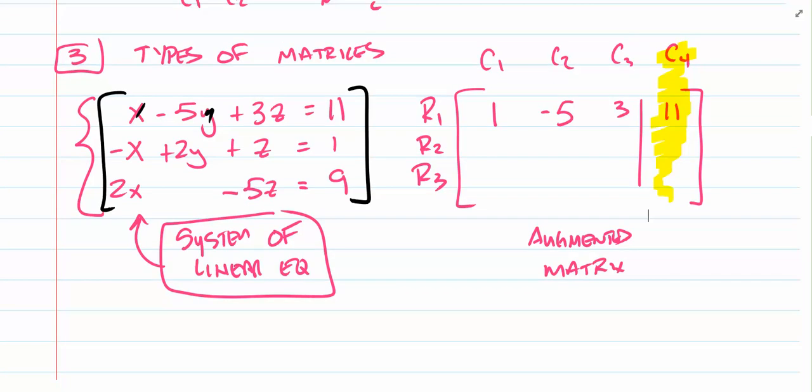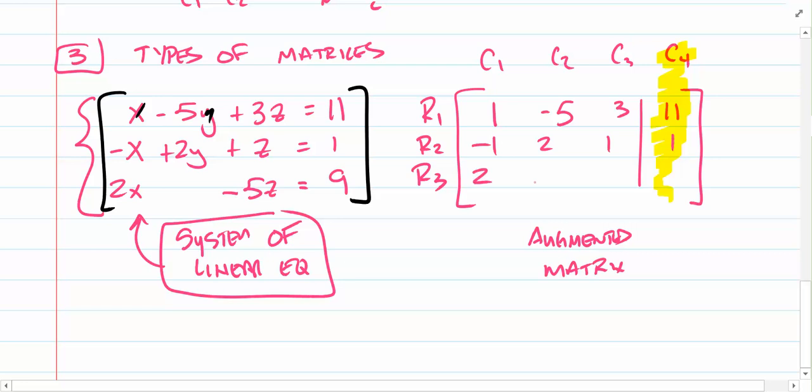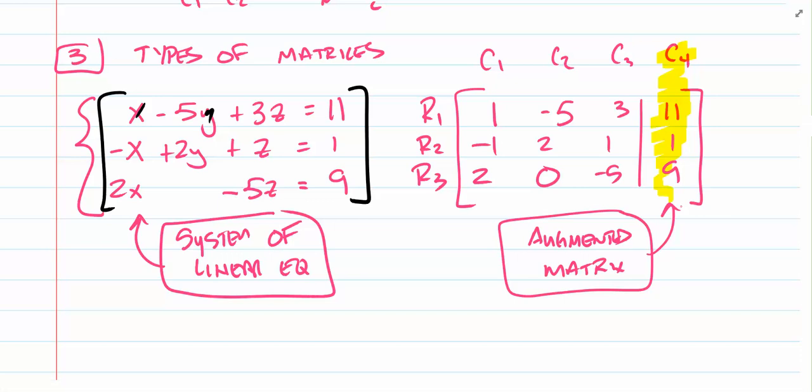All right, so finishing off this augmented matrix, I'd have a -1, a 2, a 1, and a 1, a 2, a 0, right? There is no y term in the third row. Second column, -5, and a 9. So that right there is called an augmented matrix. One of the skills we have to do is go from a system of linear equations to an augmented matrix. Pretty basic, right? And what was the order of this augmented matrix? 3 by 4.